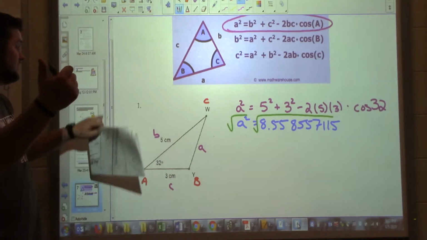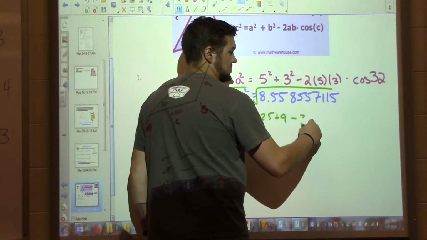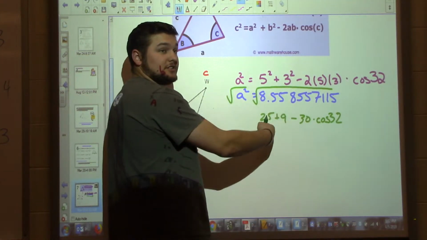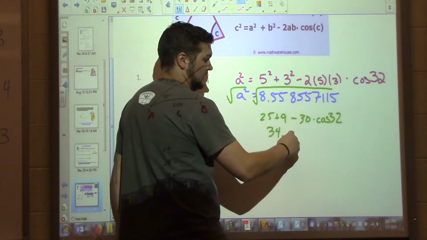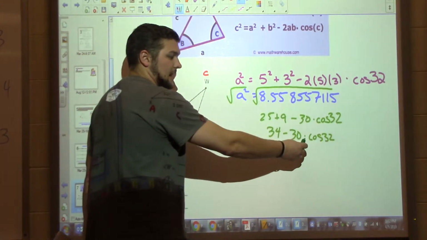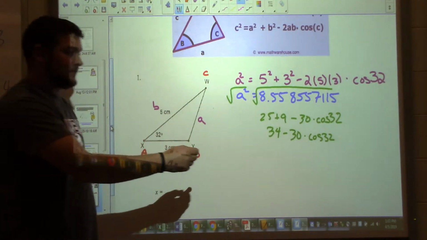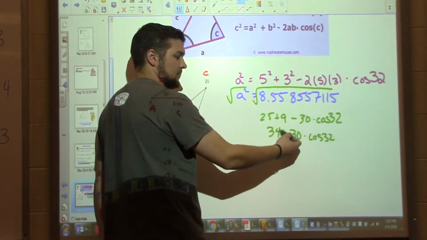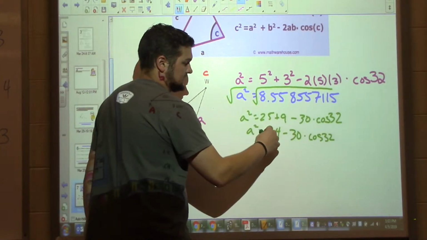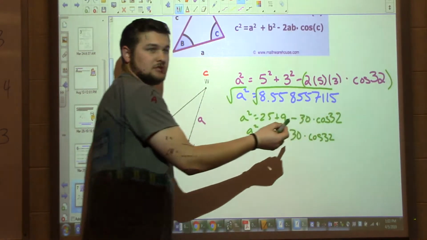If you do simplify it first, you do 25 plus 9 minus 30 times cosine of 32. You can do 25 plus 9 first. You can do 34, but it's got to be minus 30 times cosine of 32. We cannot multiply before we subtract. So you would have to do 30 times cosine of 32 and then do 34 minus that. Now, like I said, I would just punch it into my calculator from here, making sure I put this part in parentheses.